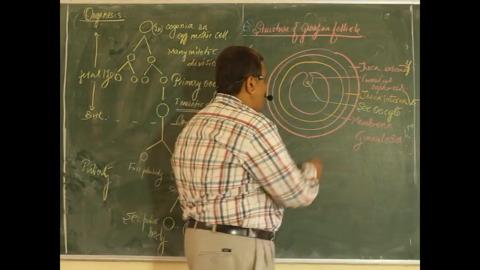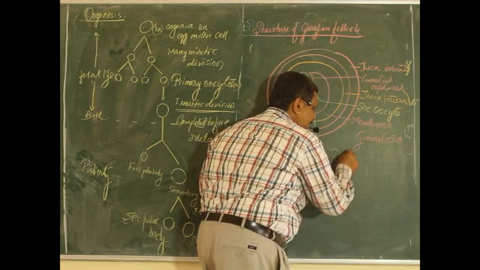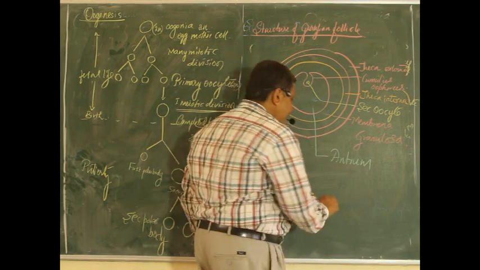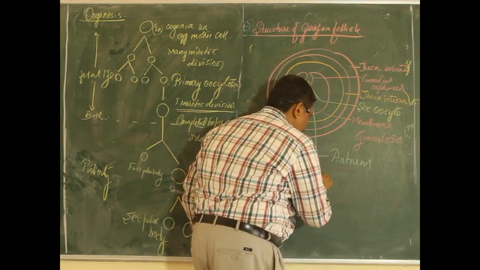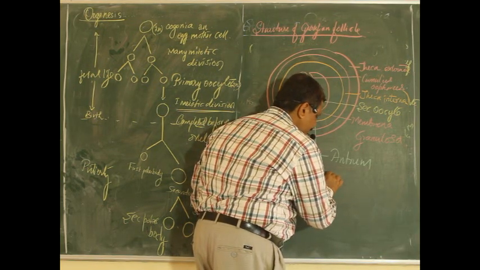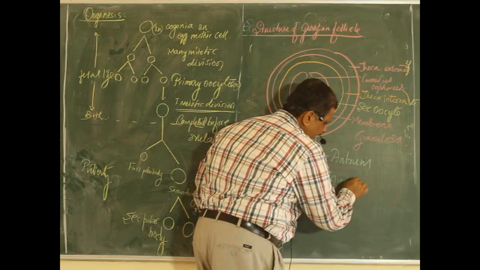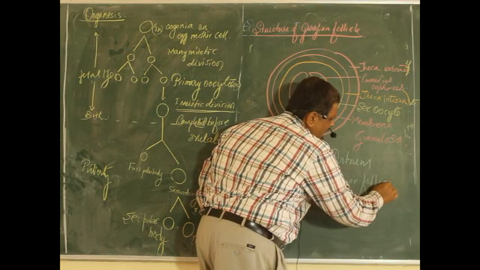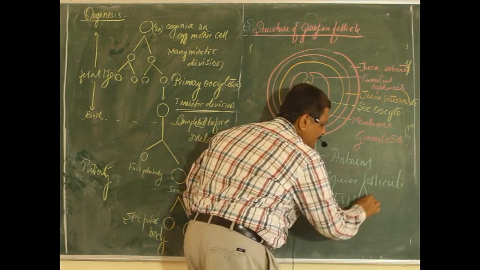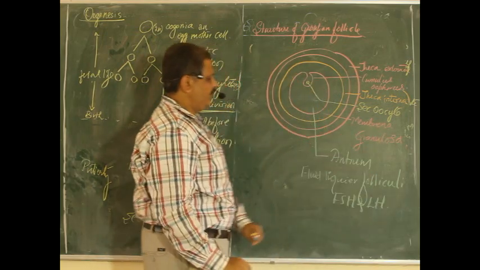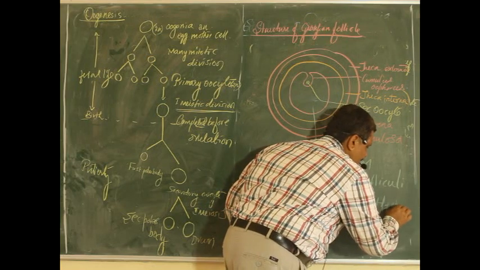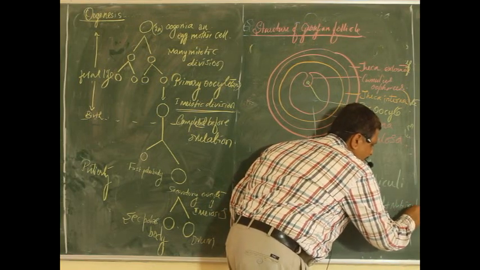And this cavity is called antrum. It is a fluid-filled cavity, and the fluid is called liquor folliculi. It is rich with FSH and LH. Along with that, nutrients.